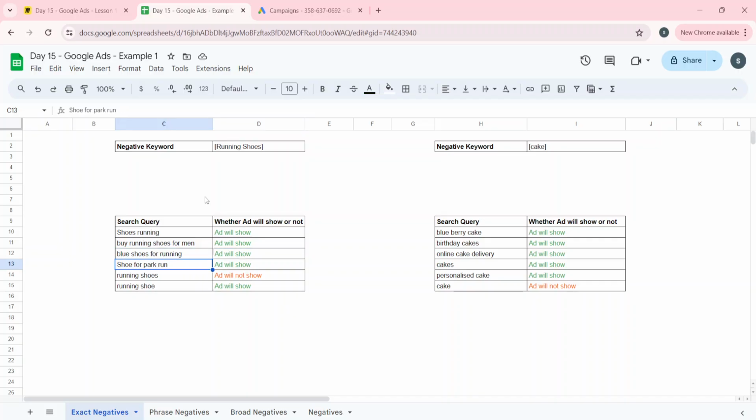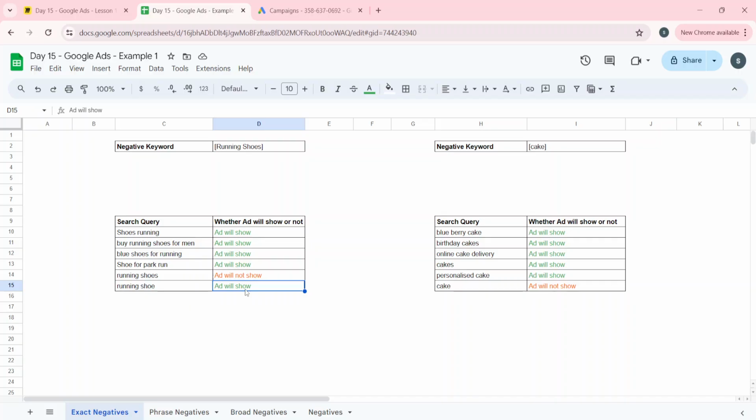In the fourth example, you see shoes for park run. This is completely irrelevant, and the ad will show. Irrelevant means it is not compatible with the negative keyword that we have added. Now, running shoes: the ad will not show. Why? Because the search query is running shoes, and the negative keyword that we have added is also running shoes. So here there is an exact match. And in the last example, running shoe, your ad will show. Why? If you observe, in the negative keyword we have added shoes in plural form, but the search query is in singular form. So our ad has shown.